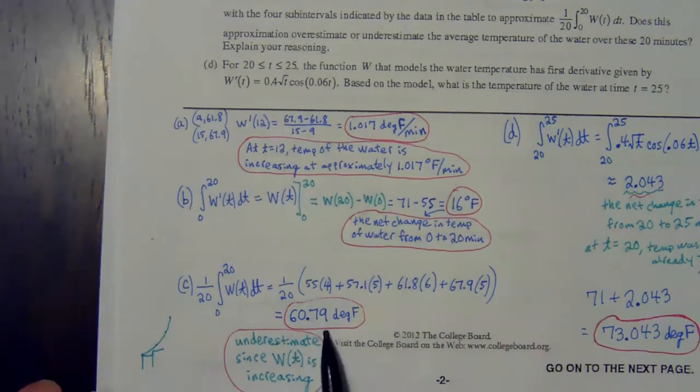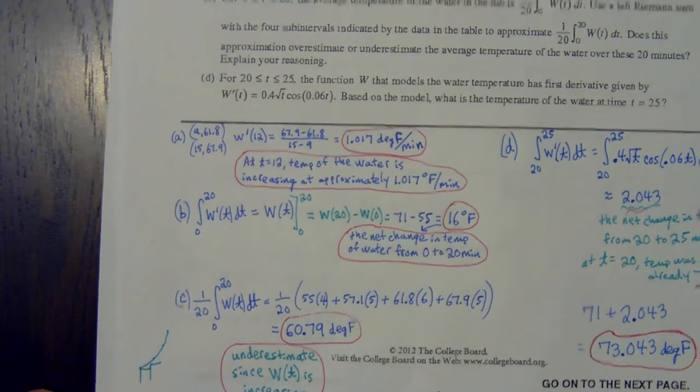60.79 degrees Fahrenheit. I do round to 3 numbers, except that was exactly 60.79. There was no third number to round that to.